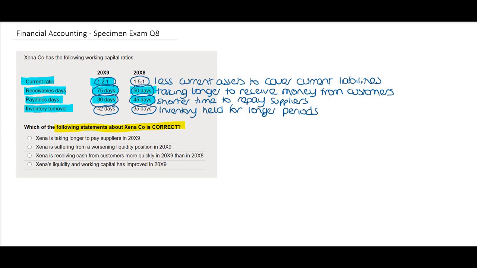And then finally, the last statement, Xena's liquidity and working capital has improved in 20X9. Based on the results of these ratios, we can see that liquidity and working capital has not improved. In fact, the opposite has happened. And so our second option, that Xena is suffering from a worsening liquidity position in 20X9, is the correct statement based on our current ratio results.